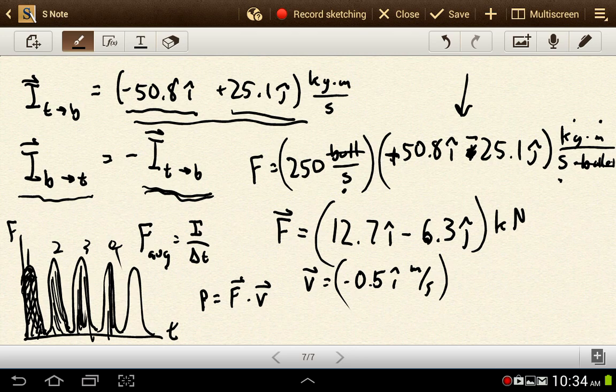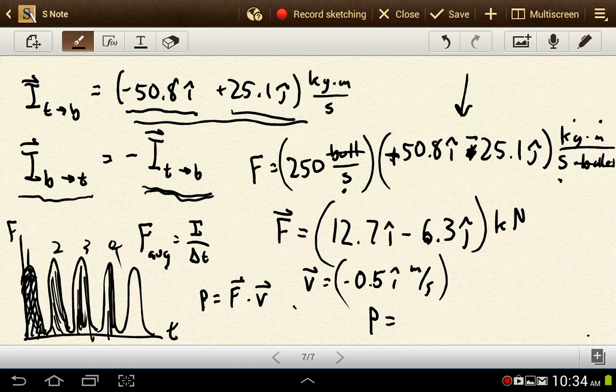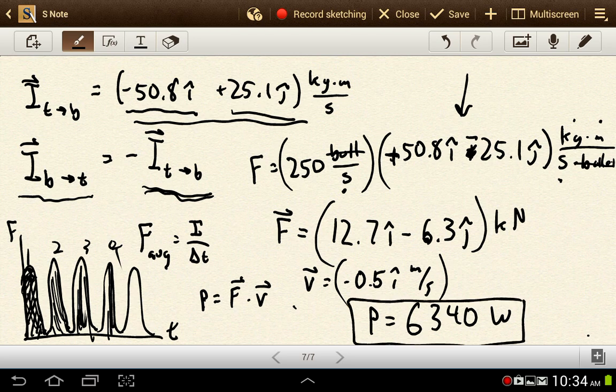What you get is the dot product of F and V here, and the power required is going to be 6,340 watts is what I get, or 6.34 kilowatts, I guess.